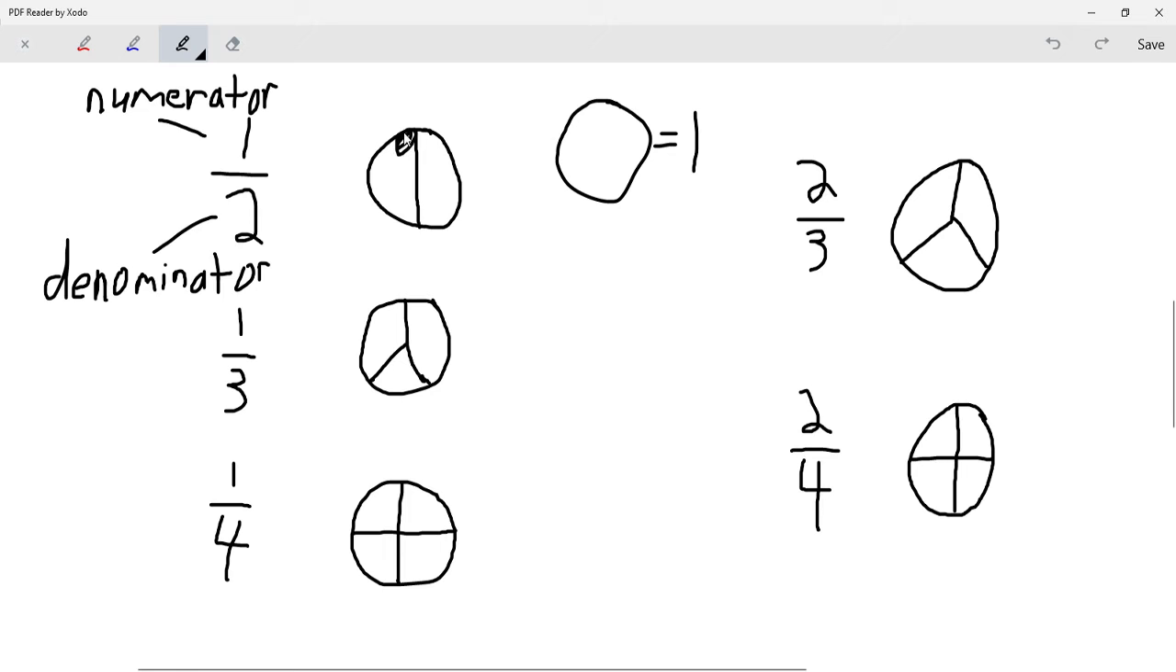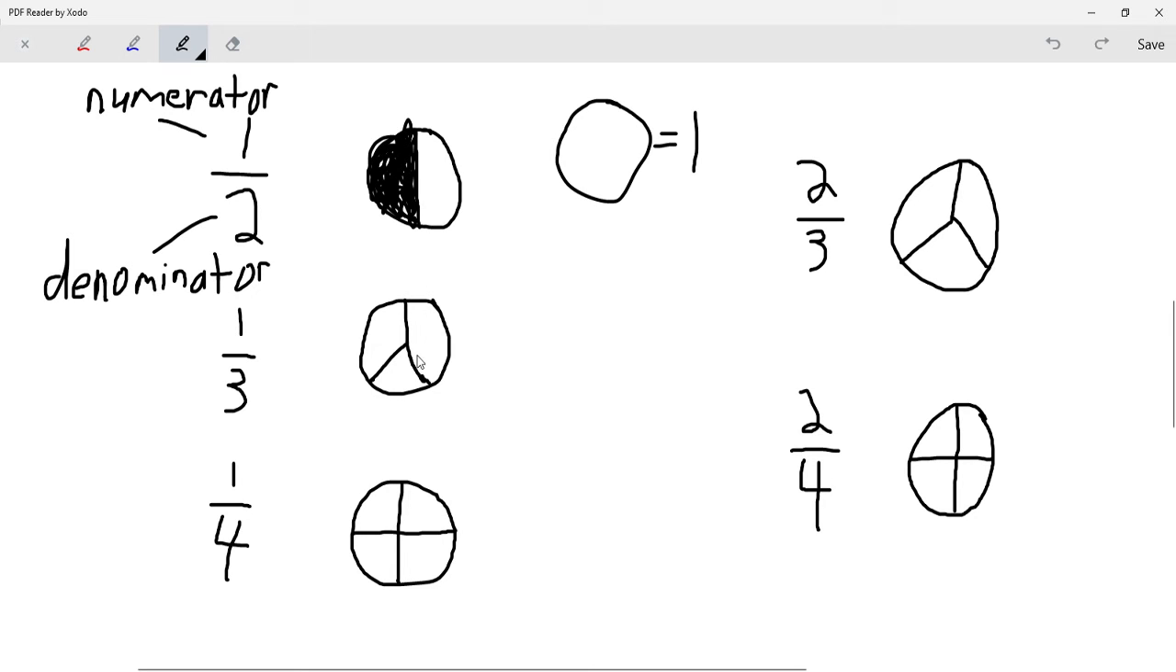So in the case of how much of this whole is shaded, well, there were two pieces that it was split into, and one of them was shaded. So 1/2 is shaded.